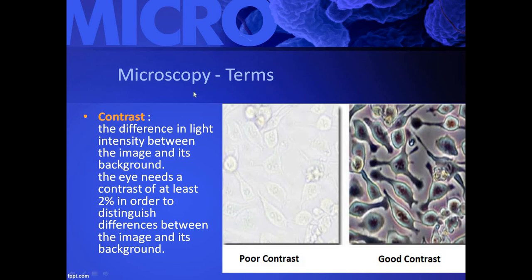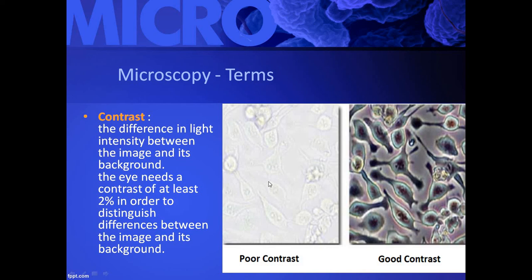Okay, now a new term, which is contrast. Contrast is the difference in light intensity between the image and its background. So, have a look on this image and compare it to this image. These are two micrographs taken by compound light microscopes. This is taken by one type, and this is by another type.